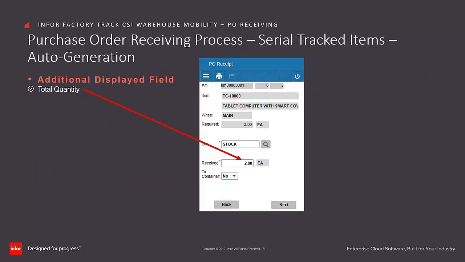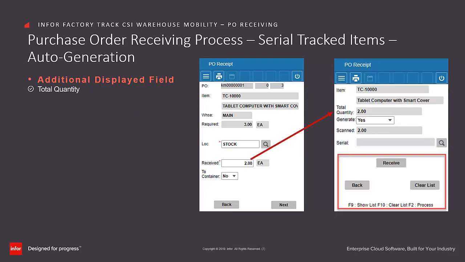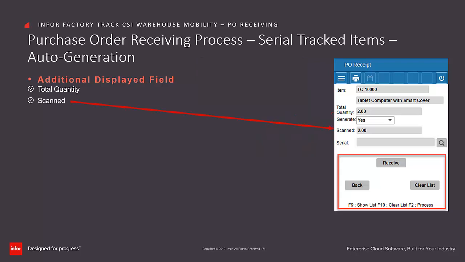In order to receive serial tracked items with a purchase order, a similar process with additional serial specific fields is used. After completing the initial entry form, the application displays a form to capture and process your serial information. The received quantity entered is displayed in the total quantity field. Additionally, a scanned quantity field is displayed to indicate the number of serial numbered items that have been captured so far in the process.